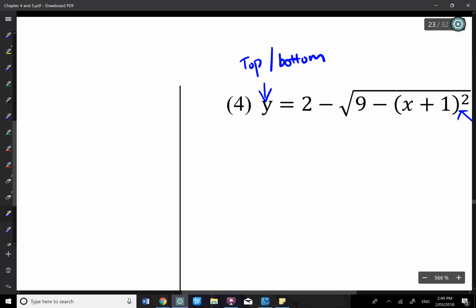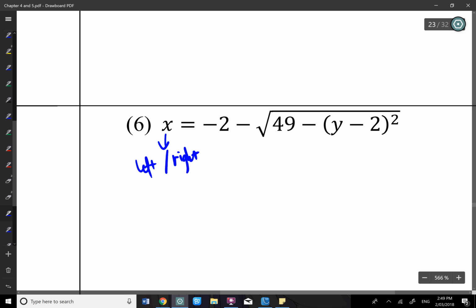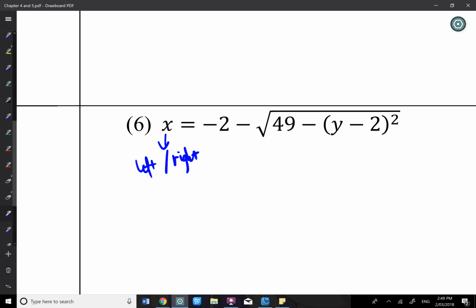If you go here, that's a square root with square there. And then if x is the subject, then it's a left or right semicircle. Okay, that's how you distinguish that. When you see x to be the subject, it's definitely only the left hand side or the right hand side. Y to be the subject, it's only top or bottom.